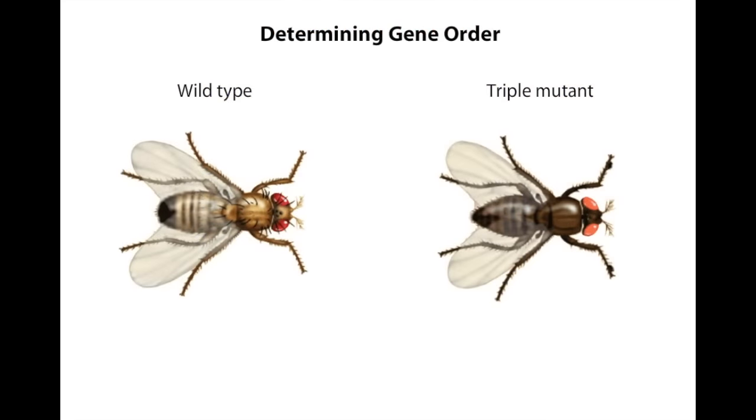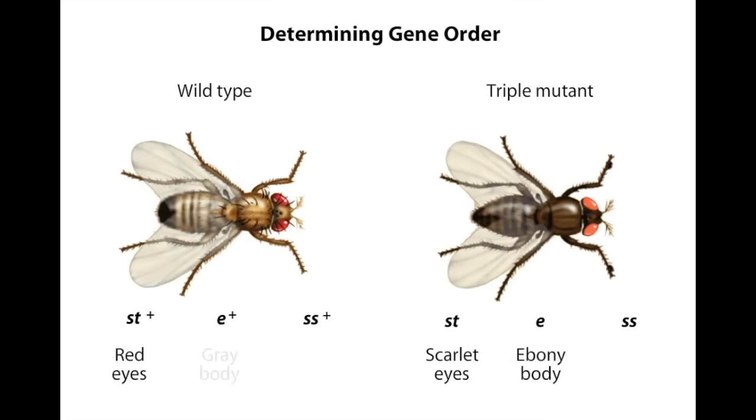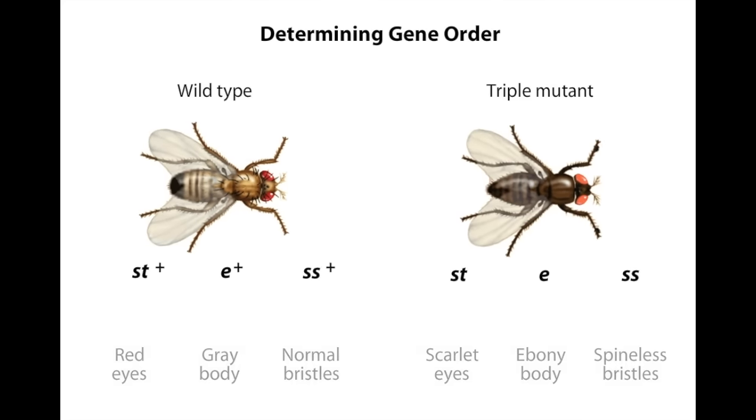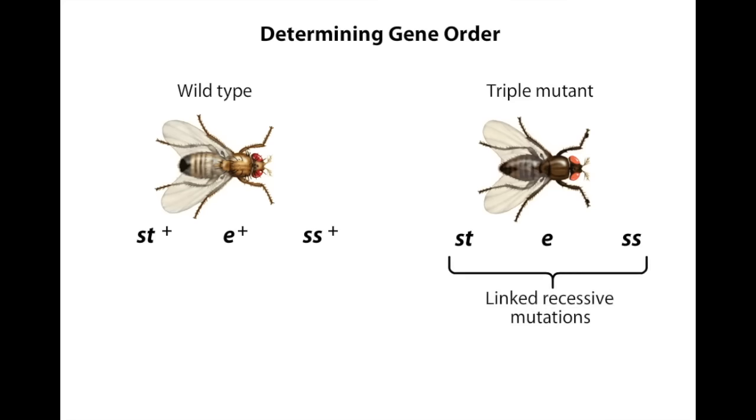We will use Drosophila to see how a 3-point testcross can reveal the order of mutant loci on a fly chromosome. In the triple mutant fly, scarlet eyes are recessive to wild-type red eyes, ebony body color is recessive to gray body color, and spineless bristles are recessive to normal bristles. All 3 mutations are linked on Drosophila chromosome 3, but in what order?